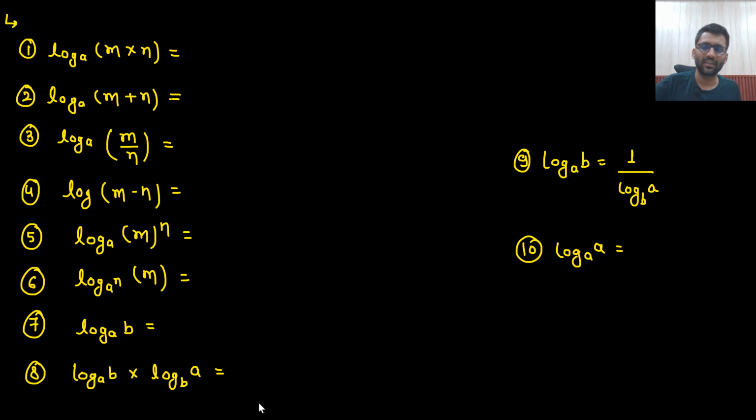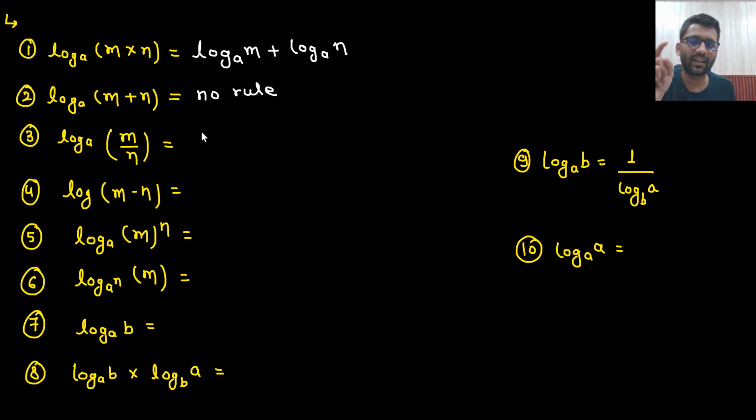Let's see the basic properties. So log a of m into n. In the bracket multiplication is there, so you will break it as log m plus log n. In the bracket addition is there, no rule. In the bracket division is there, yes there is a rule. You can divide it into subtraction. In the bracket subtraction, no rule. So in the bracket of log, if there is multiplication and division, then only there is a rule. Otherwise there is no rule.